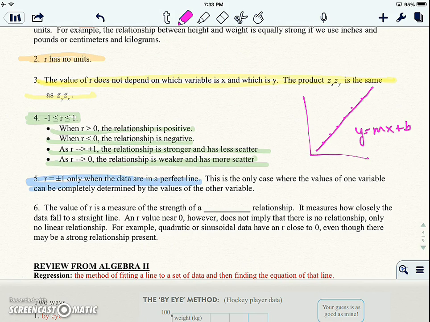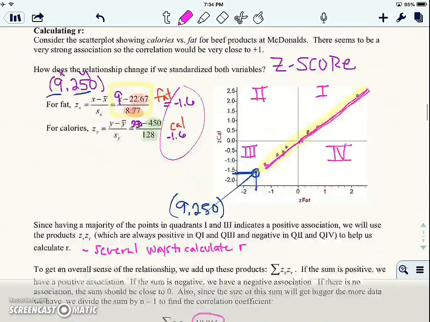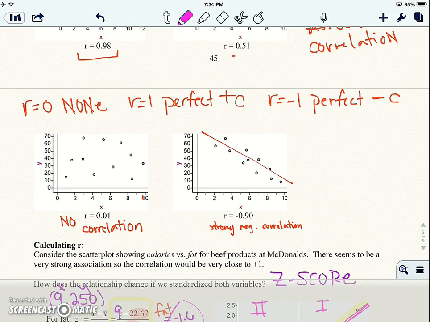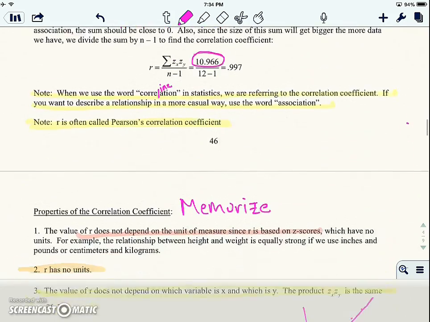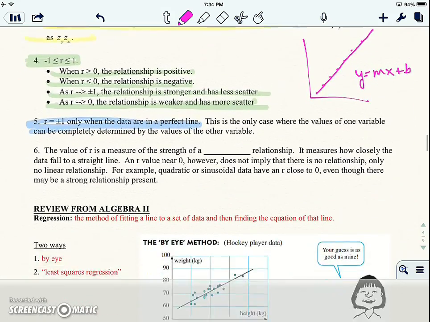This is the only case where the values of one variable can be completely determined by the value of another. The reason we have scatter here is maybe there are other variables, extraneous variables, or confounding, we should use the word extraneous, that are kind of convoluting our results.